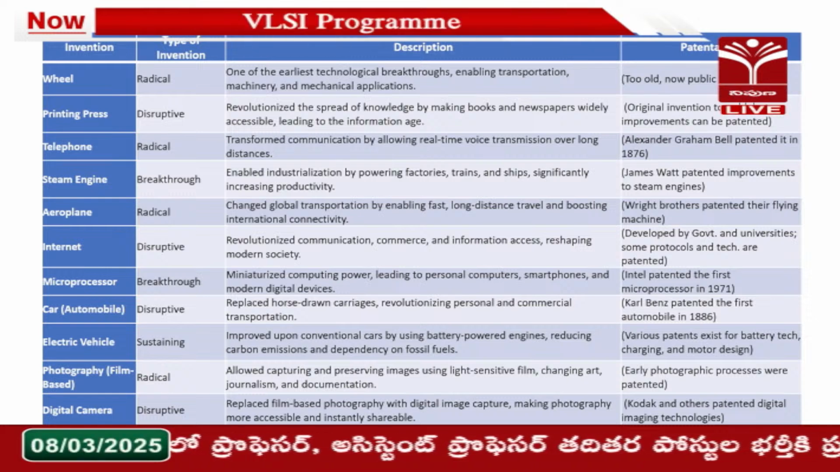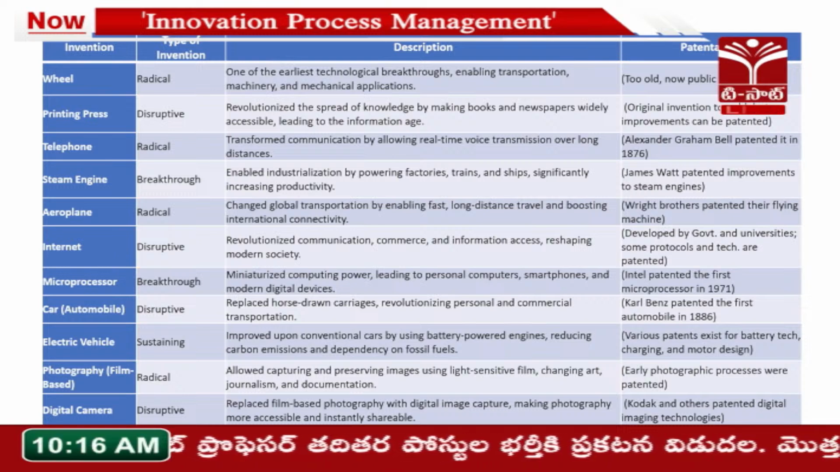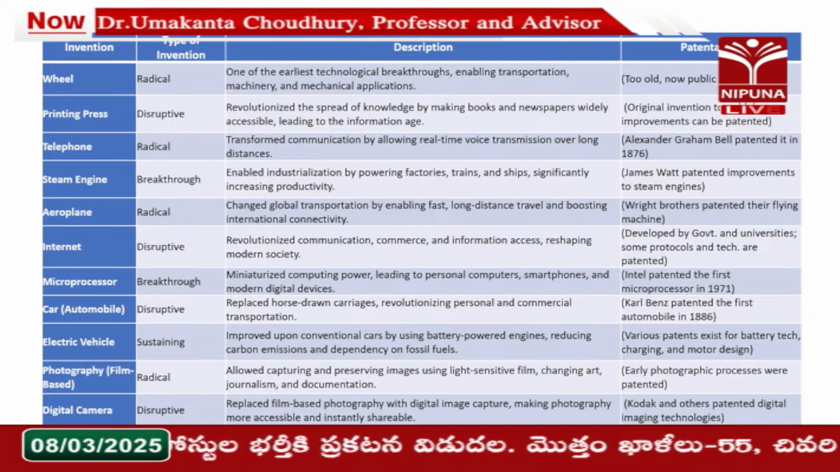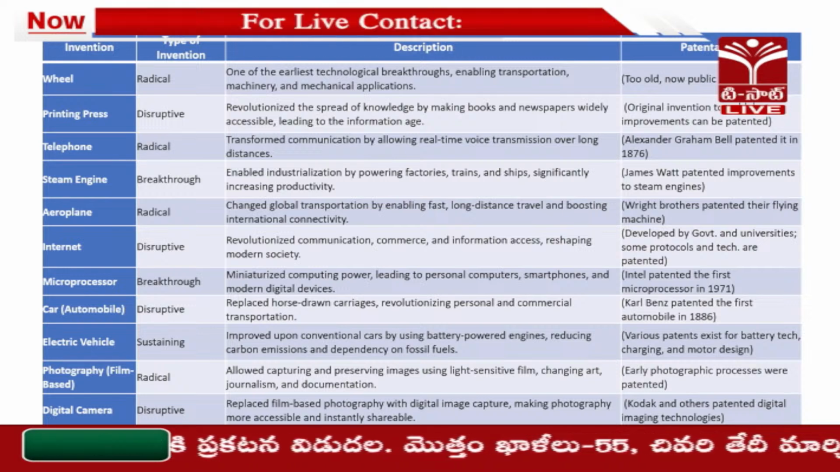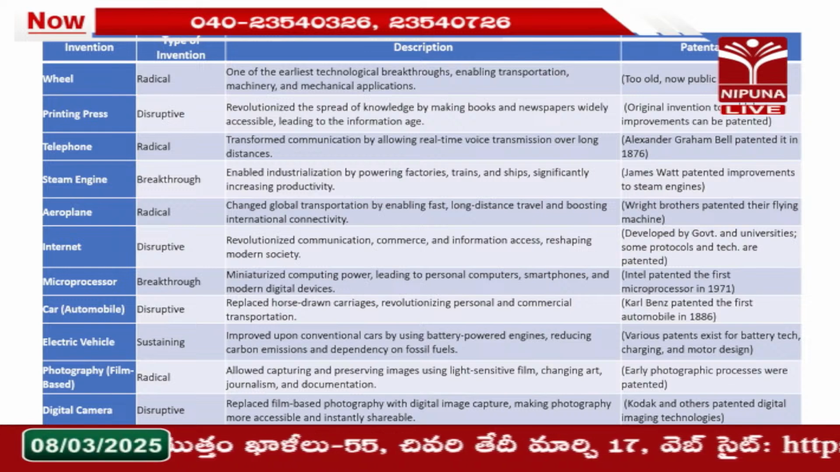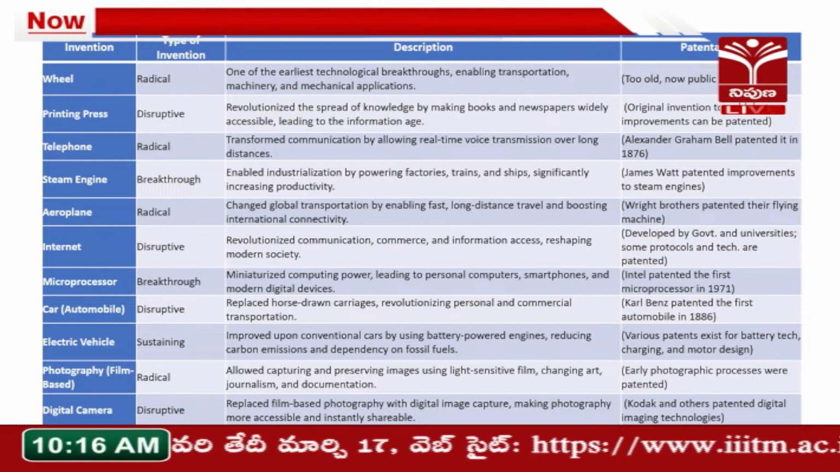The printing press is a disruptive innovation which has spread knowledge. Earlier, people were writing by hand and putting things on palm leaves, but now, because of the printing press, schools have come and books can be distributed. These are the kind of things which are happening.